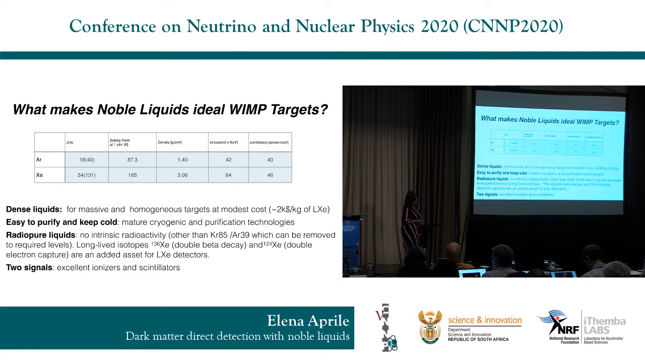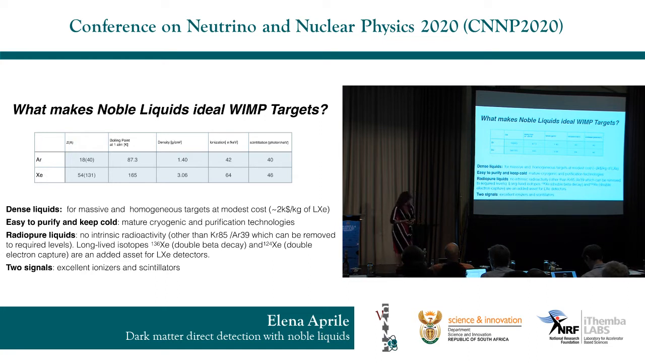And then you have the yield: how many photons per keV, how many electrons per keV. Xenon is the best ionizer among the noble liquids, with about 64 electrons per keV. The other point is radiopurity: no intrinsic radioactivity except for krypton 85 in xenon and argon 39, which we have mastered how to reduce to the levels that are required. And of course, I mentioned the isotopes with spin.